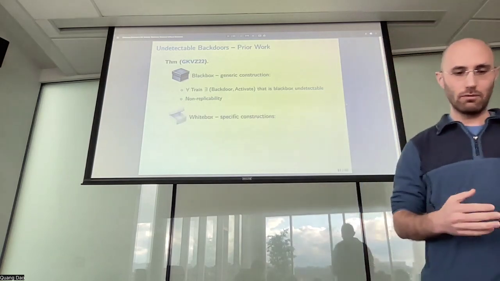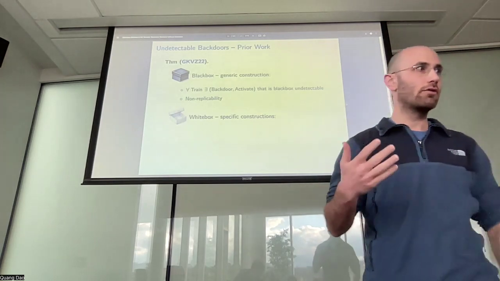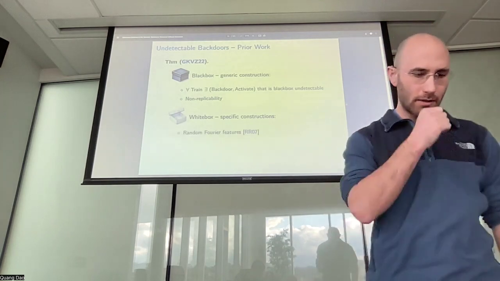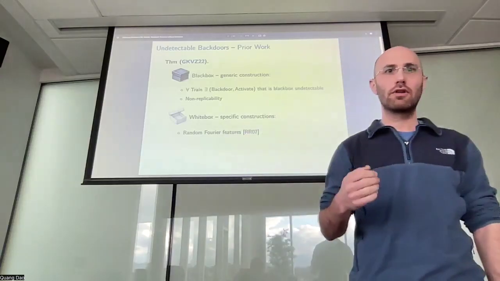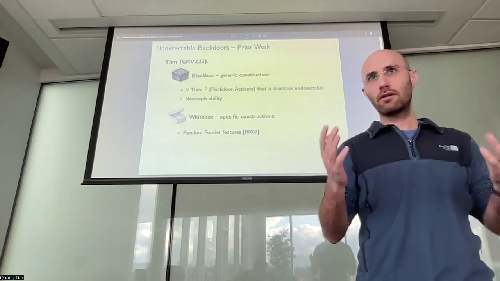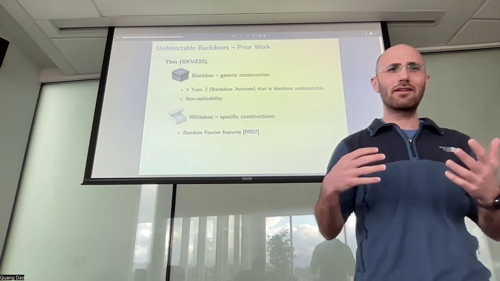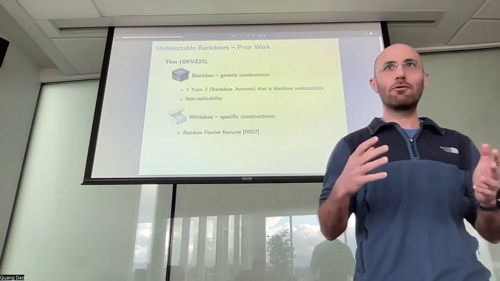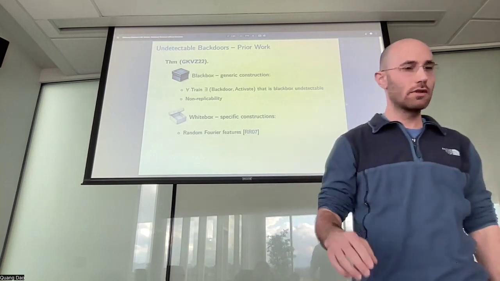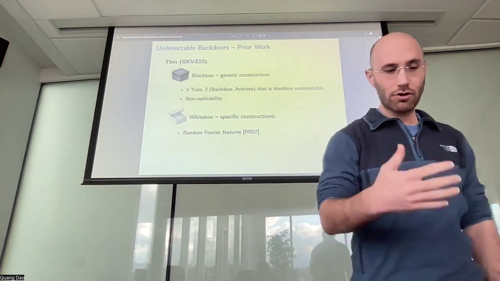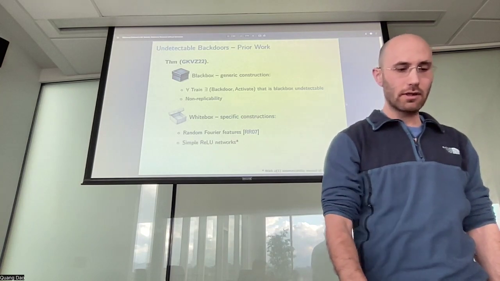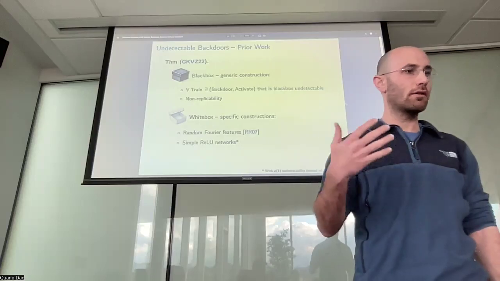And then for white box undetectability, which is of course much harder to construct, they show constructions for specific training algorithms. So for random Fourier features, which is basically a simple neural network architecture, which is fairly successful in practice, and I think the paper that introduced this one won a Test of Time award at NeurIPS a few years ago. So it's an actual machine learning system that people have used in the real world. They show that for that training algorithm, they can construct white box undetectable backdoors, and also for simple one hidden layer ReLU networks.